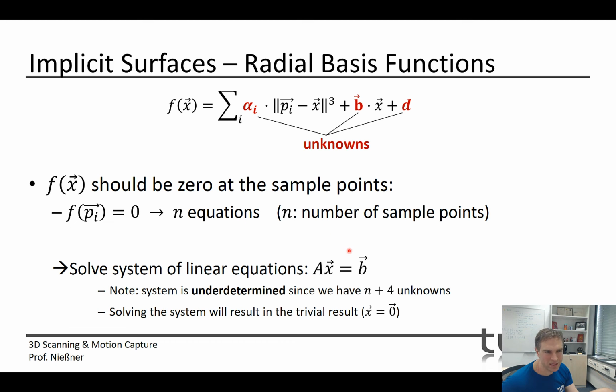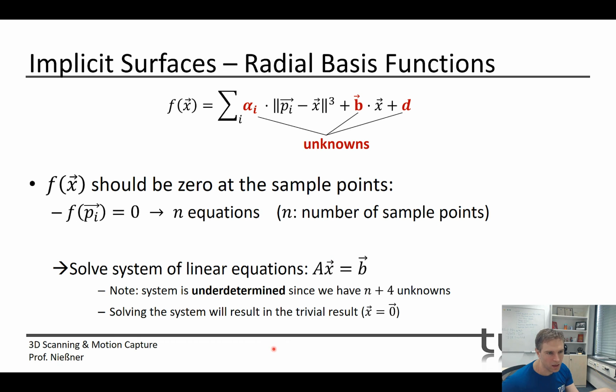Basically we have a matrix A, which is the coefficients here. A is the definition of these points and the coefficients on the basis functions. x is the alphas, b, and d. These are our unknowns, and b are the respective residuals that we're getting out of this term.